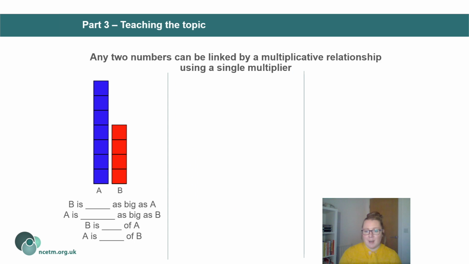The final step is to start pulling these ideas together into one single multiplier. With the bar model, we can then start comparing and contrasting these bars to one another rather than breaking them down and building them back up. I can actually see that B is 4/7 of A. I can physically see that in our picture.